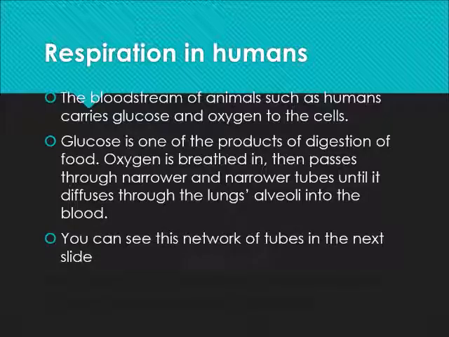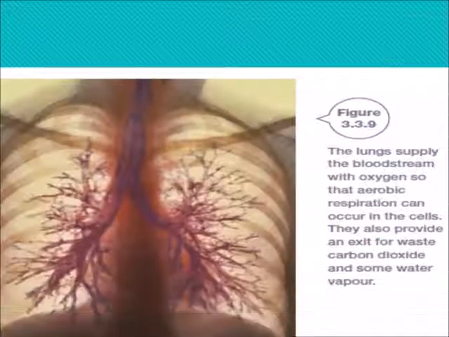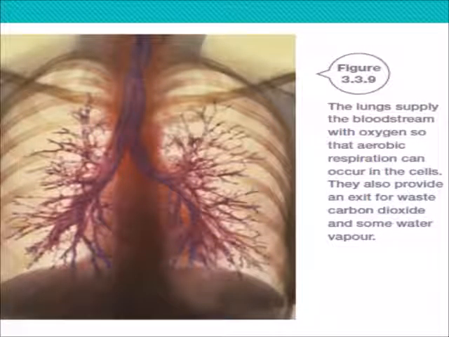And there's a picture in the next slide that looks at the lungs and how those little tubes get smaller and smaller. The blood also carries away the waste water and carbon dioxide from the cells. And here's our lungs, and you can see that network of tubes, and how that oxygen finally gets into the bloodstream.